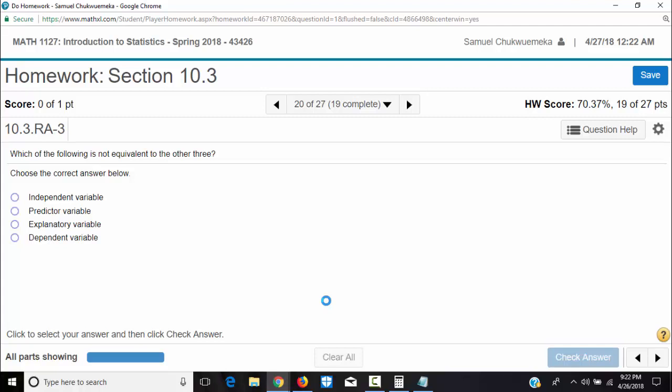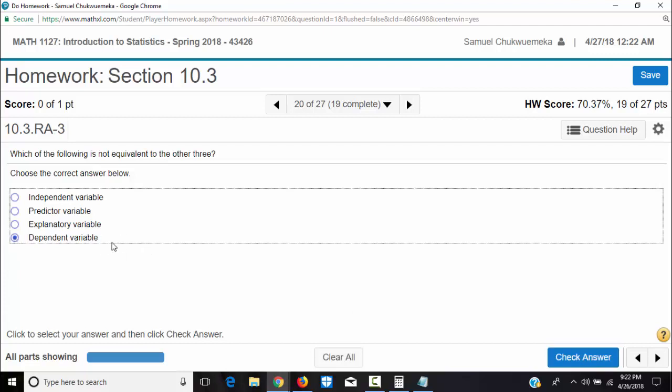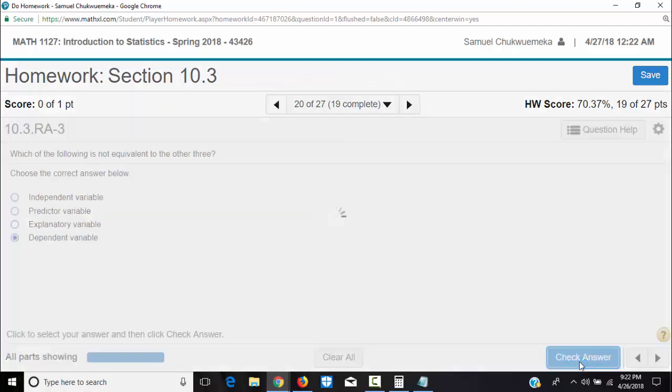Question 20, which of the following is not equivalent to the other three? Independent variable is your x. Predictor variable is your x. Explanatory variable is your x. Dependent is your y. That's your output, your response variable. So the answer is dependent variable. That's your y.